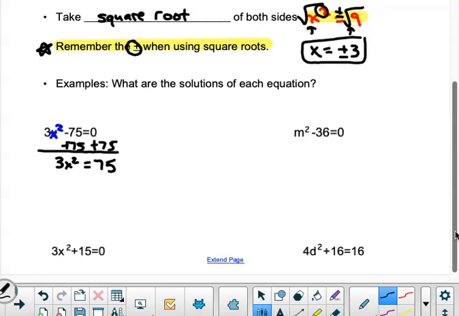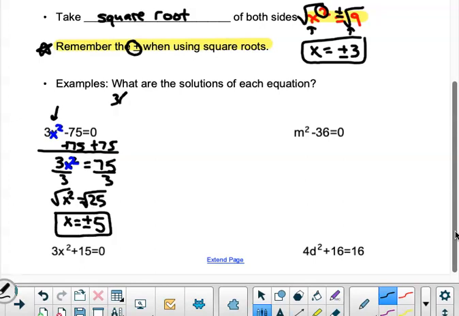Now I'm trying to get this x squared to be all alone, so I need to get rid of the 3 by doing the opposite of multiply, which is divide. 3 divided by 3 on this side cancels, and 75 divided by 3 on this side is 25. I want to take the square root of both sides, and when I do that, I really have to think about it as plus or minus, because over here I get x. The square root of 25 is 5, but I have to remember to include the plus or minus, because I could put 5 right here, or I could put negative 5 right here, and my answer will work out the same either way.